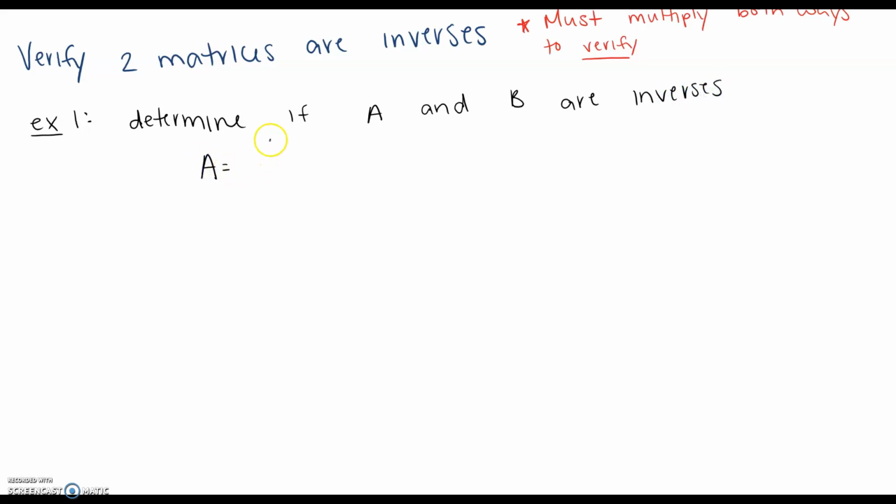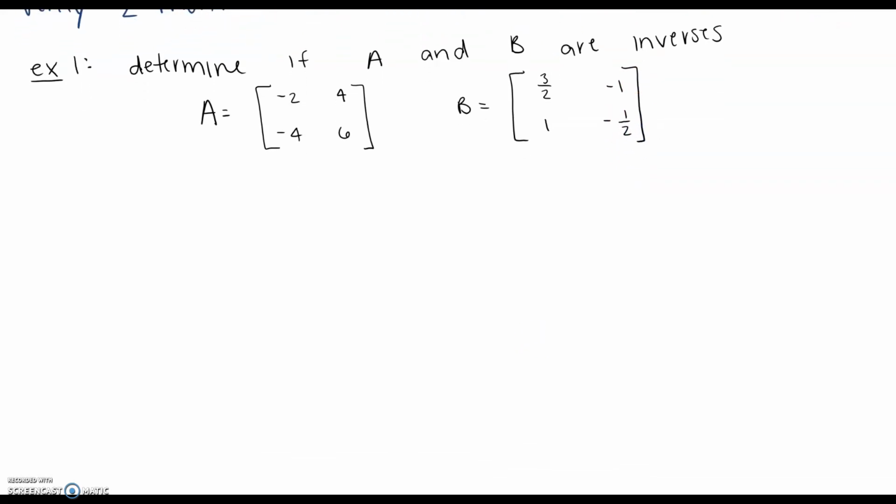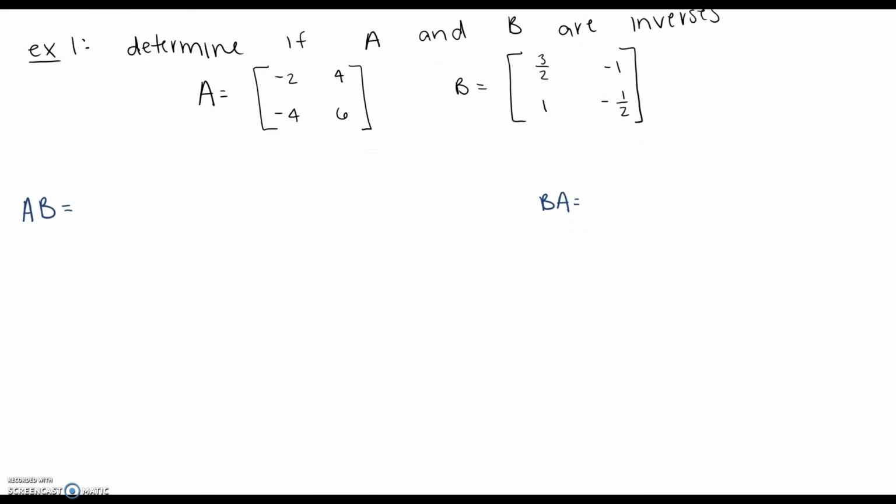So matrix A, we're just going to do a 2 by 2, keep it simple. -2, 4, -4, 6. And matrix B, 3/2, -1, 1, -1/2. So in order to verify that these are inverses of each other, or maybe they're not, we need to do matrix A times matrix B and see if we get the identity matrix, and matrix B times matrix A. So I have a feeling you guys could do this on your own, so if you want, you could pause the video now and try to do it.